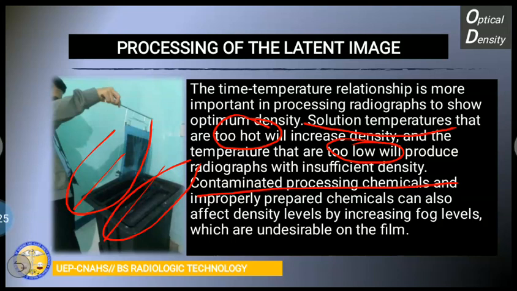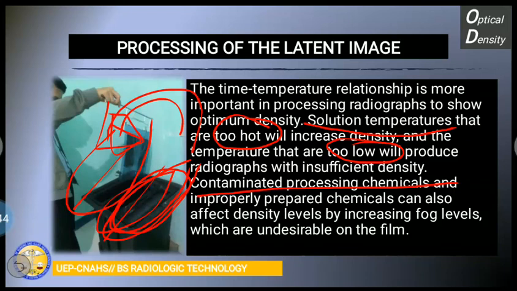Kaya, kahit i-reverse mo from fixer going to developer, what happens is wala na talagang lalabas na image. Nakukontaminate mo lang yung processing solution. Kasi hindi yan dapat class na from fixer, pupunta mo sa developer. Kasi nanu-neutralize siya. Ma-deactivate na yung chemicals ng developer. Kaya the process should be from the developer going to the fixer.